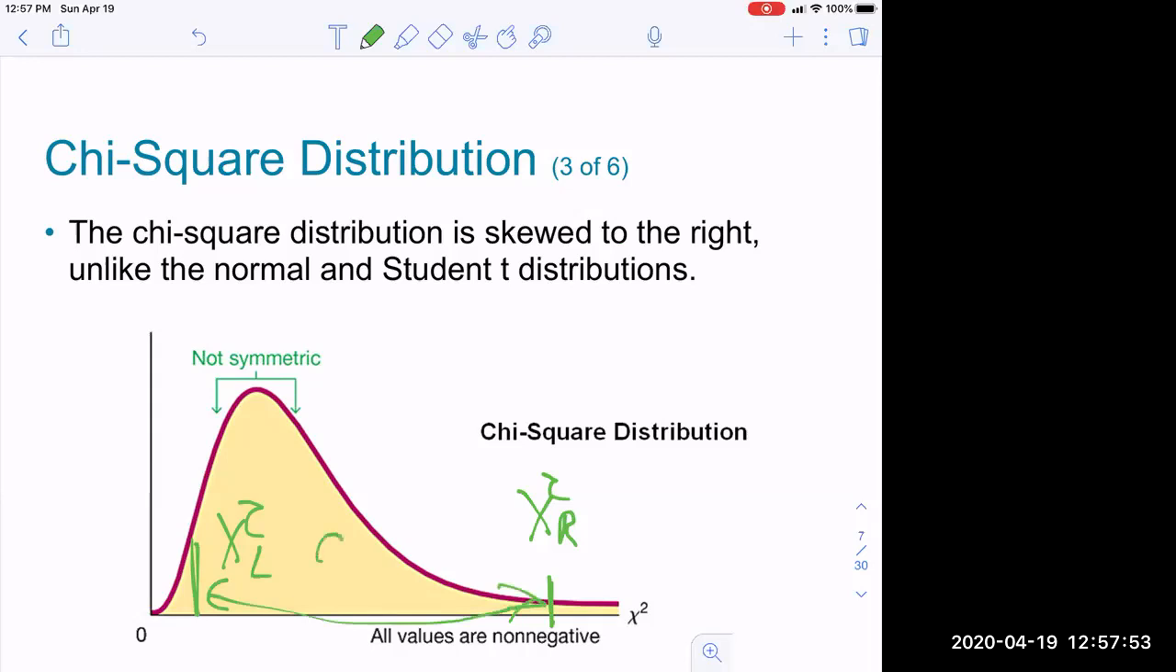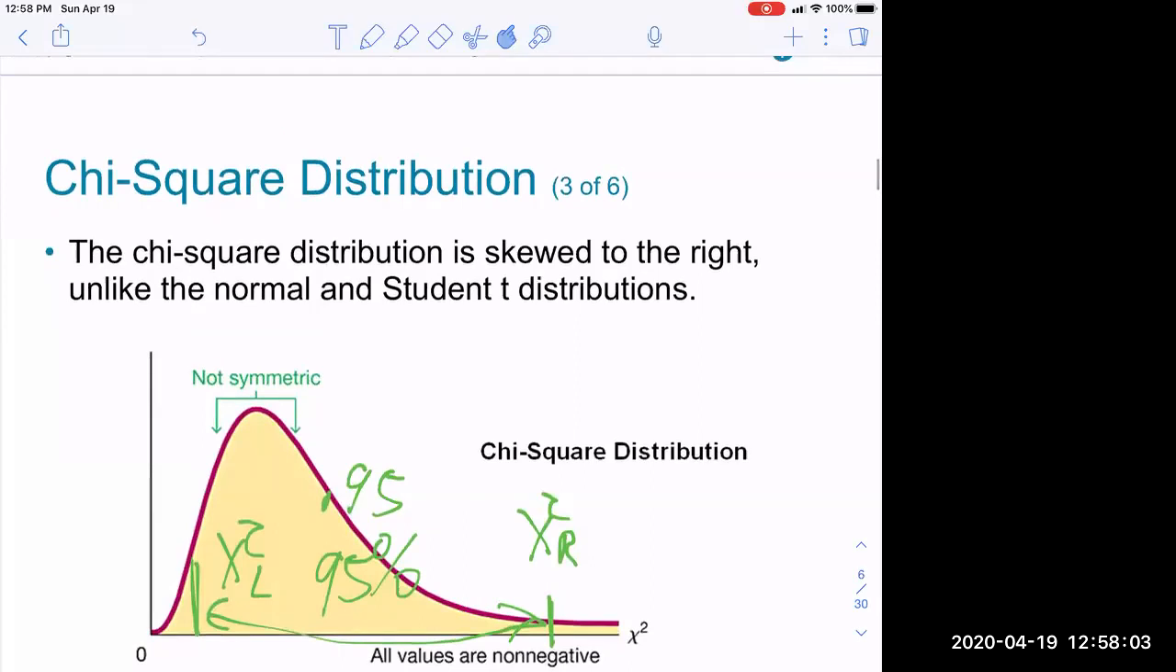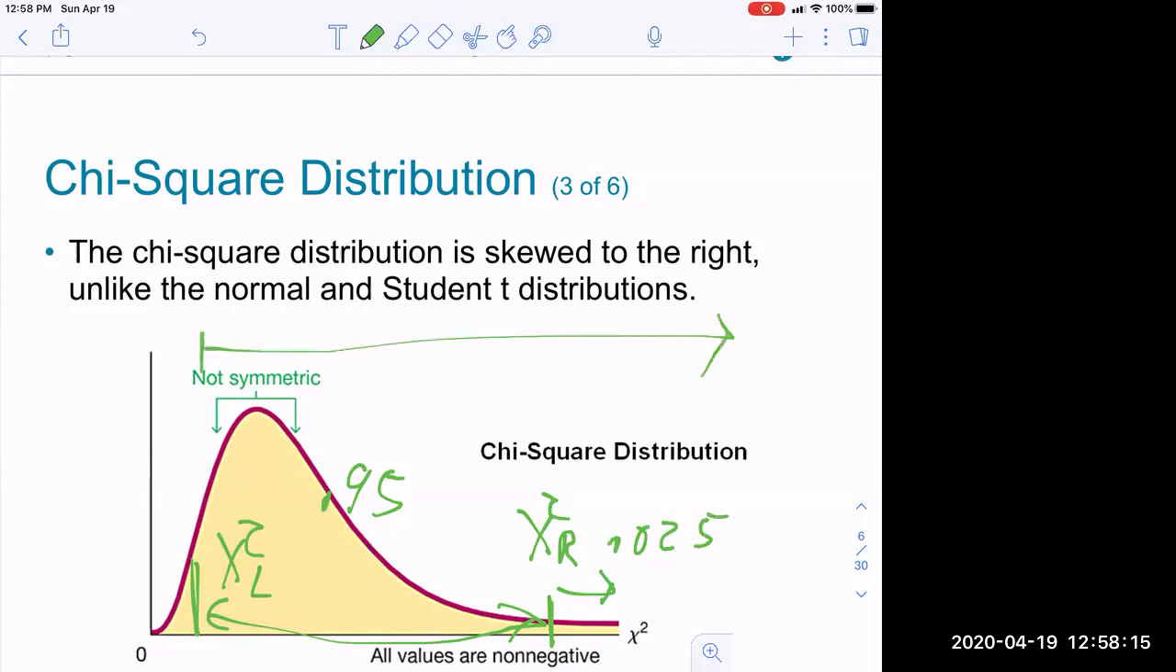I think we're going to do a 95%. So that means the area between these is 0.95. What we really look at is the area to the right of each of these. The area to the right here is 0.025. The area to the right of chi-squared left is 0.95 plus 0.025, which is 0.975. So that will give us the columns that we need in our formula sheet.